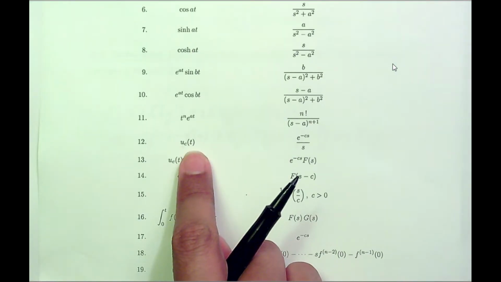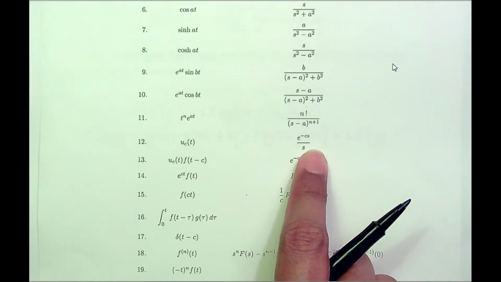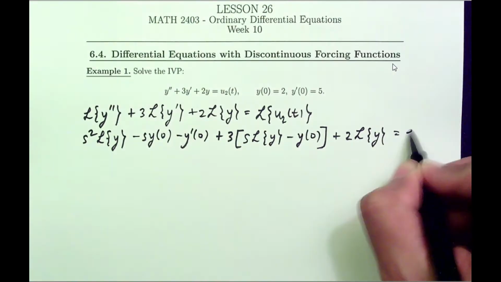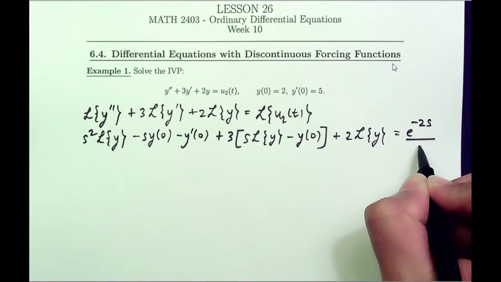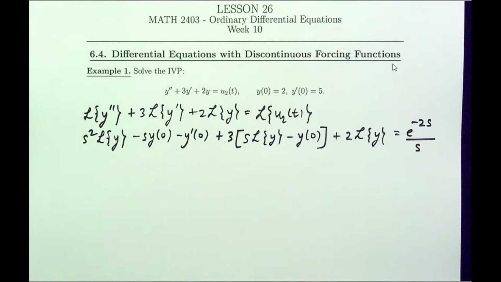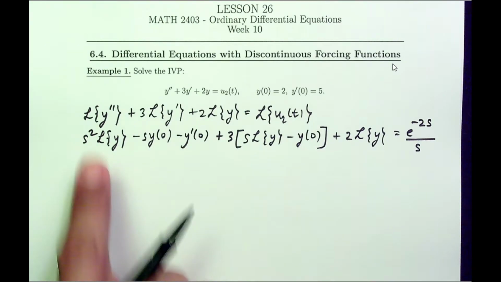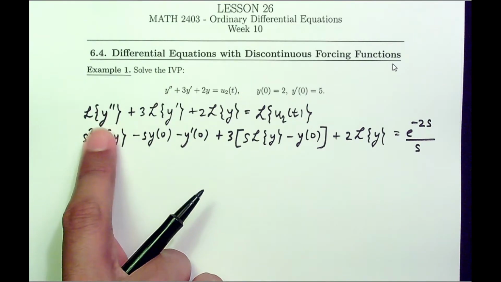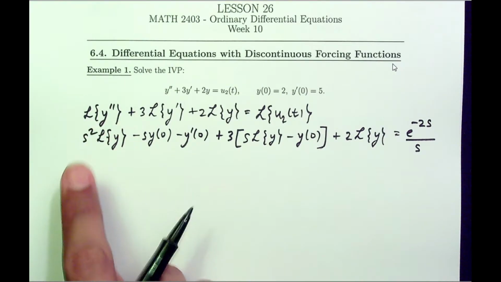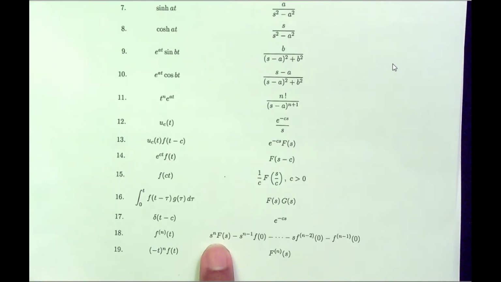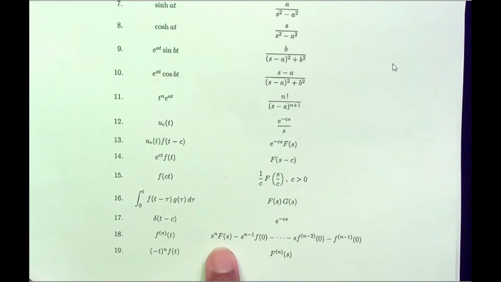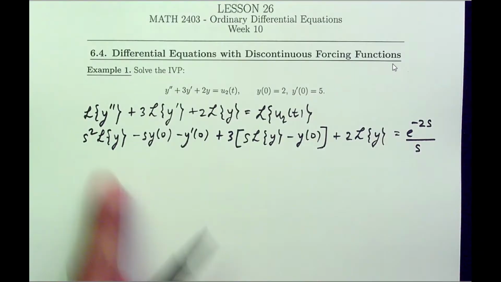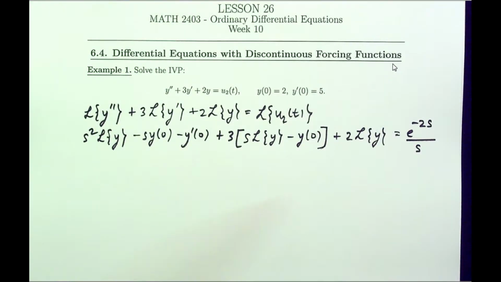It is this one, c equals 2, so e to the negative 2s over s. It is convenient to write these ones down. Maybe you can include them in your formula sheet. You have this general formula, but it's easier just to write down what this formula is when n equals 1, n equals 2, when you're doing the homework.